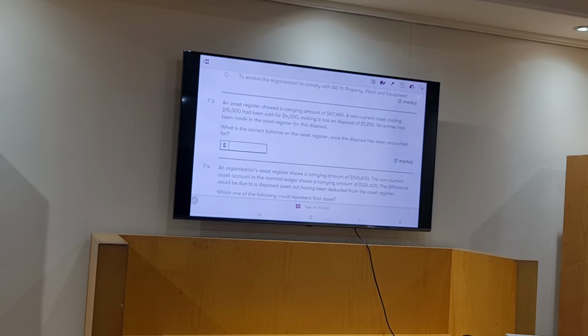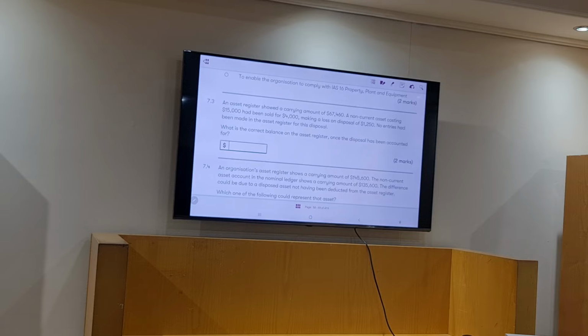First you have to take the 4,000 it is telling you. This is the tricky part. 67,460 is the written down value. How do you know? After depreciation, that will be cost minus accumulated depreciation. When the written down value comes to 67,460, this much of the asset is disposed for 4,000, so there is a loss of 1,250.